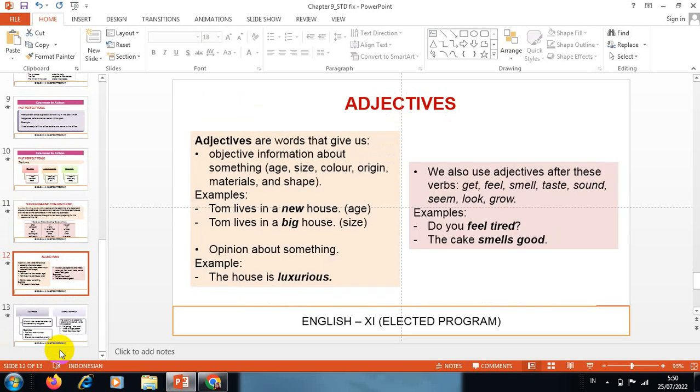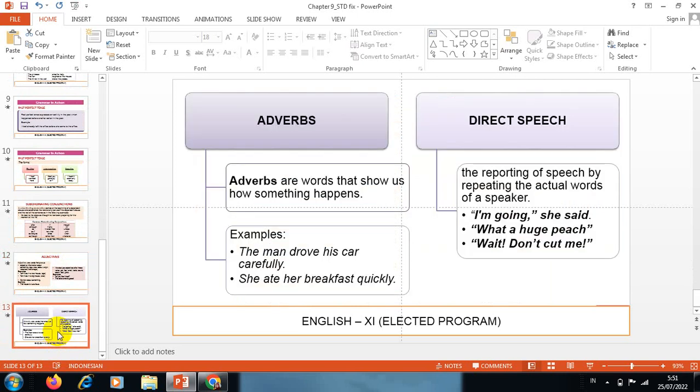While the adjectives used in narrative stories involve age, size, color, origin, and then opinion about something. The adverbs used: adverbs are words that show us how something happens. And then direct speech: the reporting of speech by repeating the actual words of a speaker. It is marked by quotation marks.